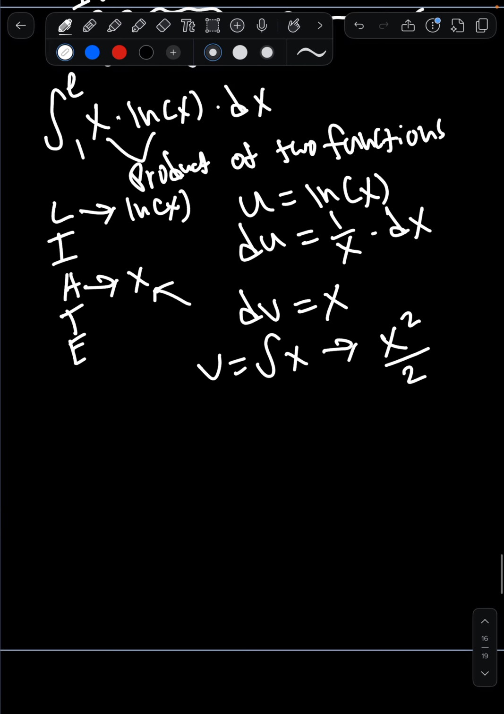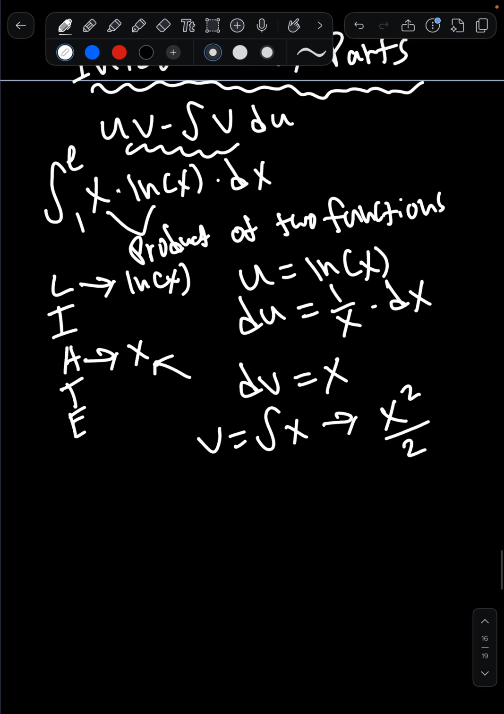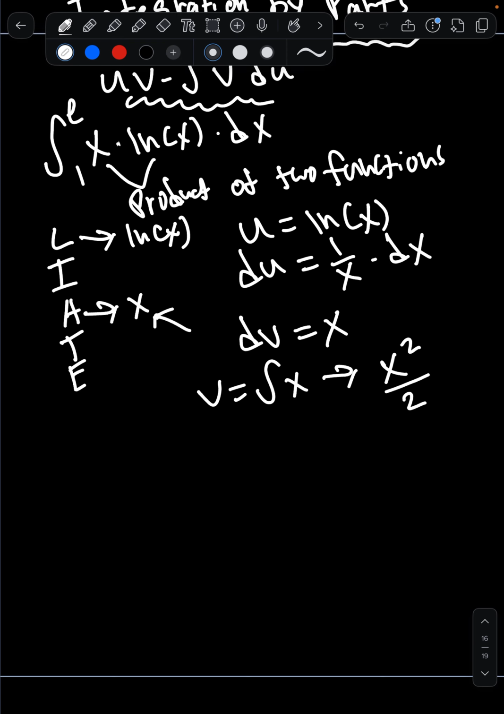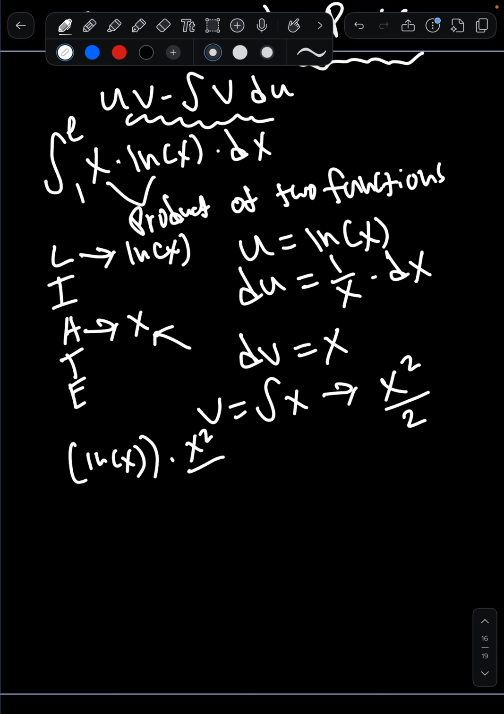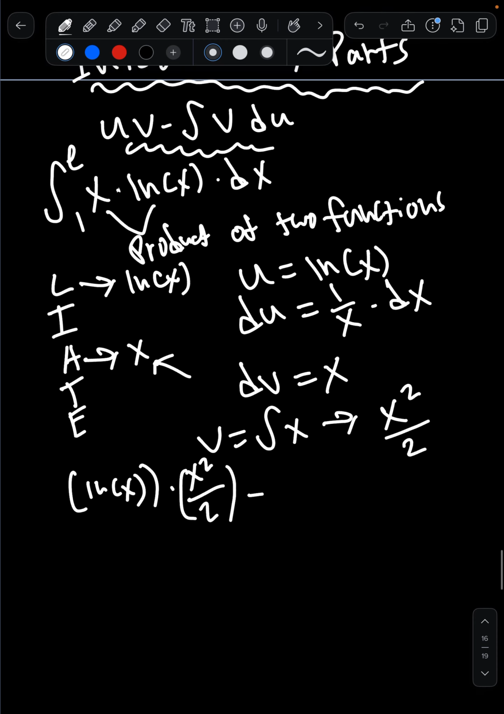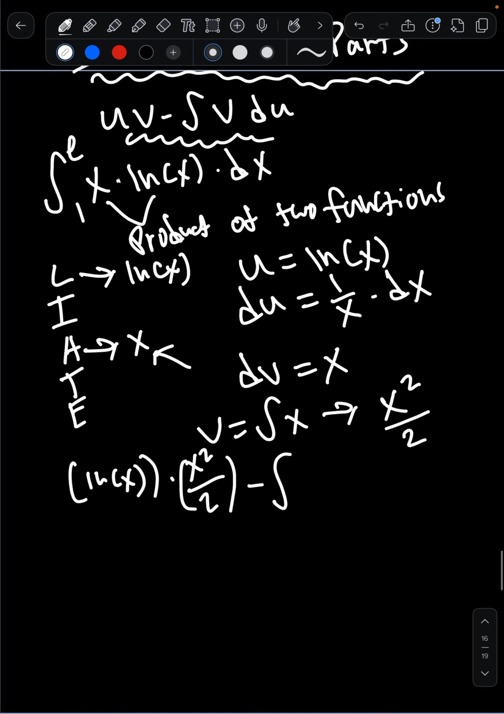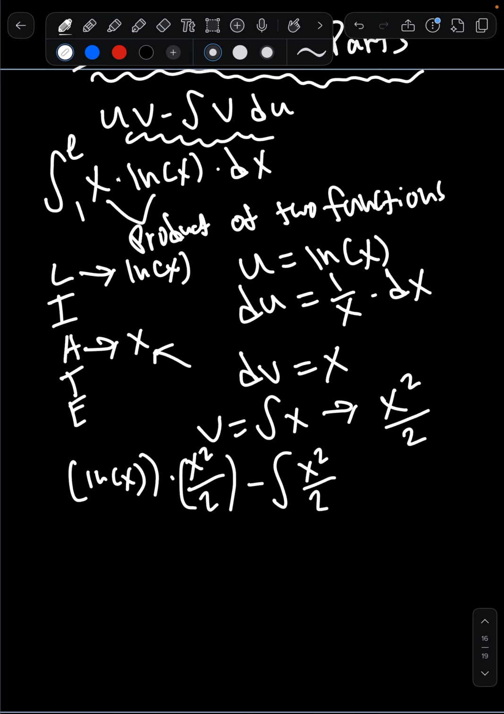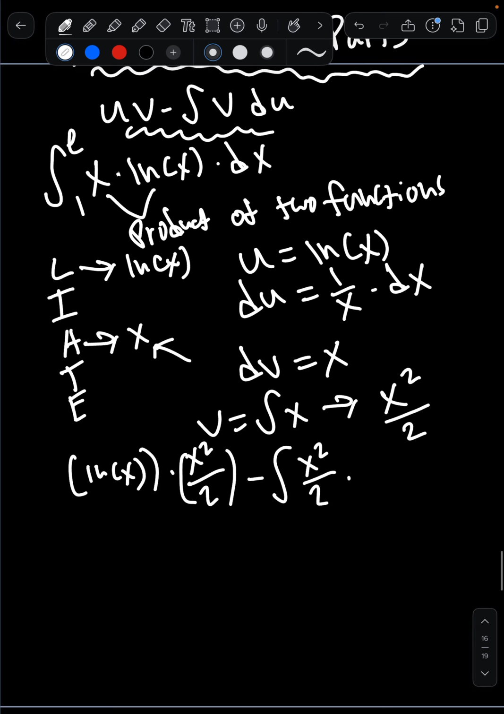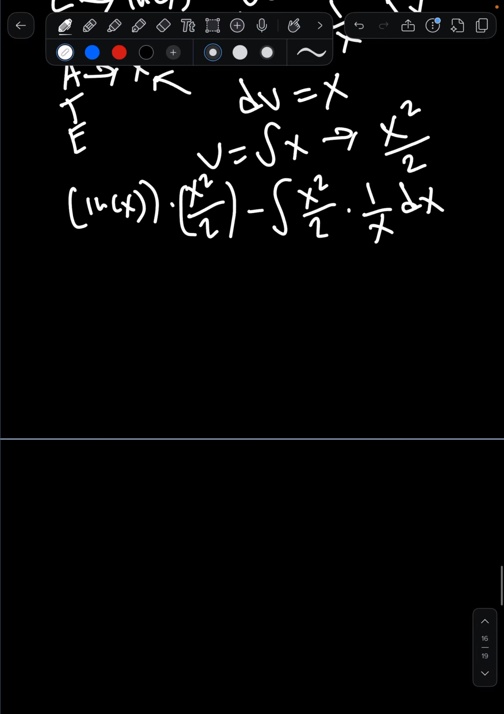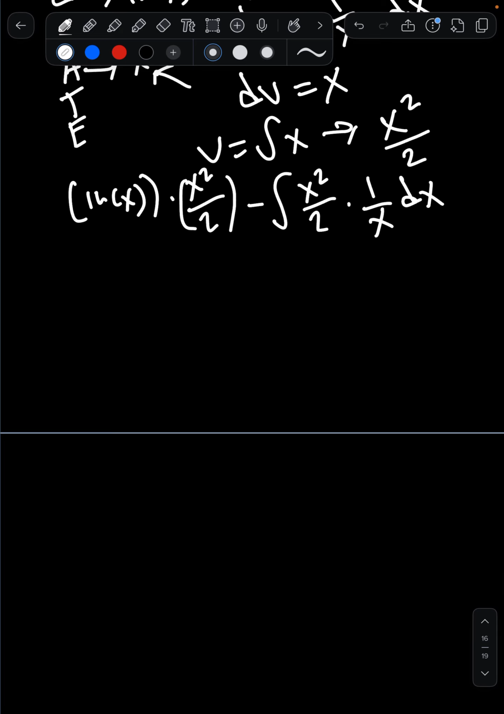Now we're ready to substitute back into this equation here. So let's put in u. We said u is equal to ln x, times v, which we just found, is x squared divided by 2, minus the integral of x squared divided by 2 times du, which is 1 over x dx. Now, to make it look a little nicer, I'm going to bring x squared in front of ln x.